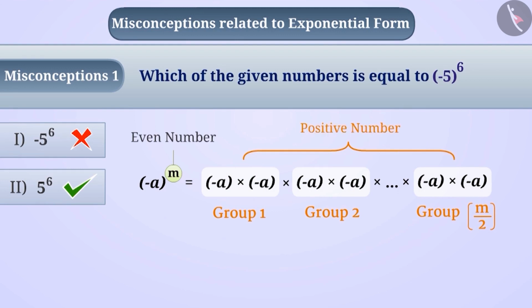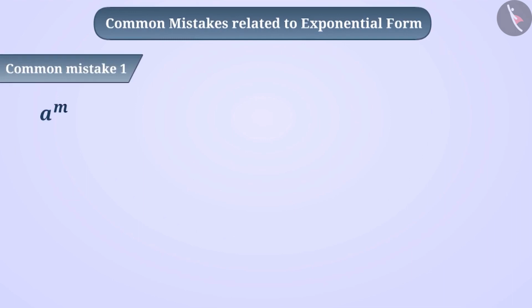Now let's see some common mistakes. Common mistake 1. Some children understand that to find the value of a number from an exponential form, the base and the power are multiplied. For example, to get the value of 3 raised to the power of 5, children often multiply 3 by 5 and get the result 15. This is a wrong understanding.